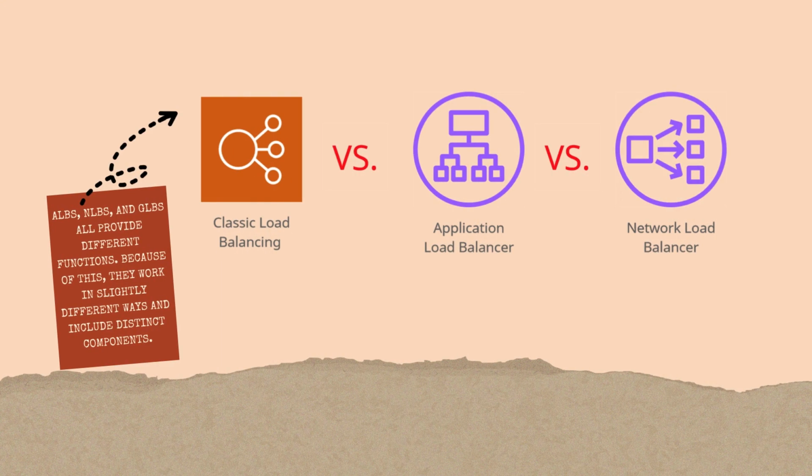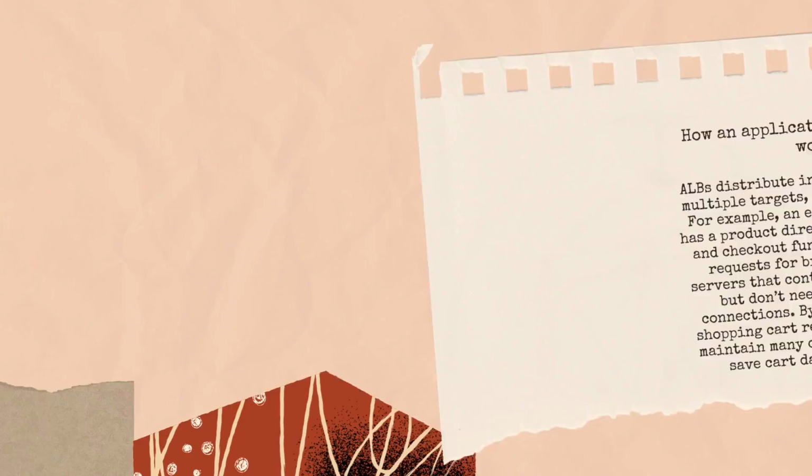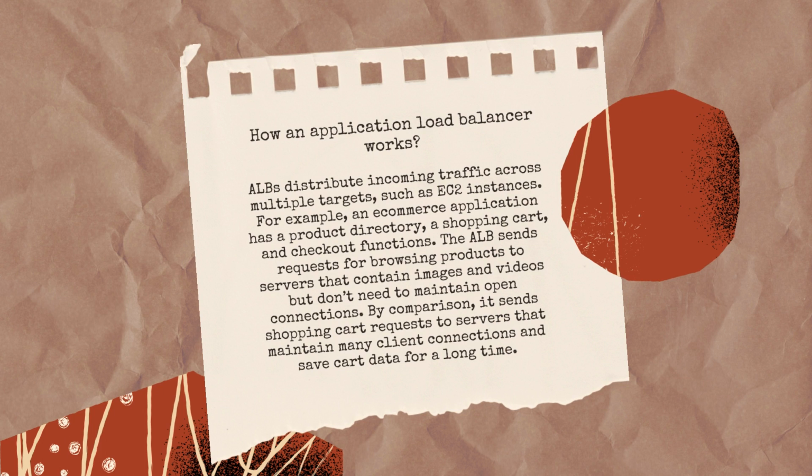How they work: ALB versus NLB versus GLB. ALBs, NLBs, and GLBs all provide different functions. Because of this, they work in slightly different ways and include distinct components. How an application load balancer works.